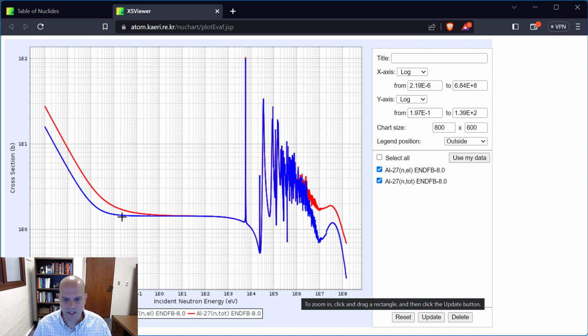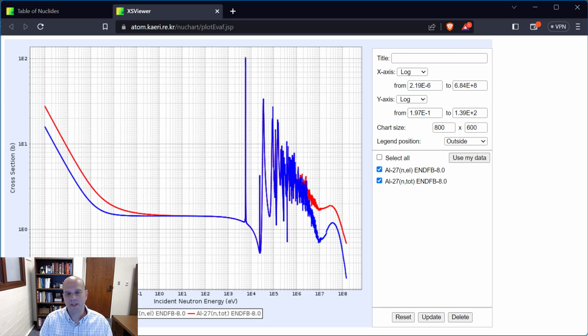And you see that I'm here at 1e0, so that's 1, this is 2, I'm right around 1.6 or so barns. And so that data from the previous problem is actually spot on with what we would expect for aluminum. I input data in there that I knew would work for aluminum.